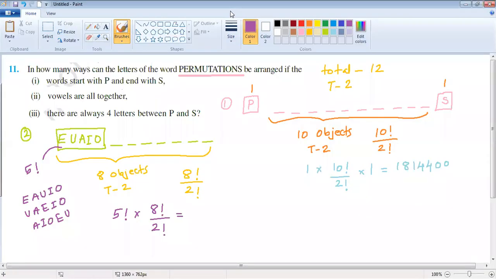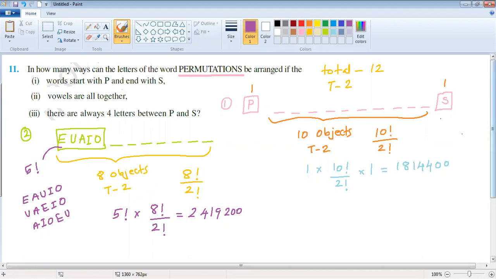So when you do that, you will get 24,19,200. That means 24,19,200 words are there in such a way that vowels are all together.